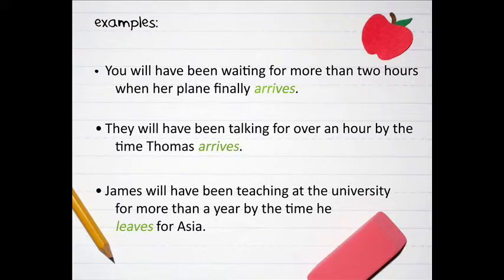As you can see in the examples, the reference points, which are marked in italics, are in simple present rather than simple future. This is because these future events are in time clauses, and you cannot use future tenses in time clauses.